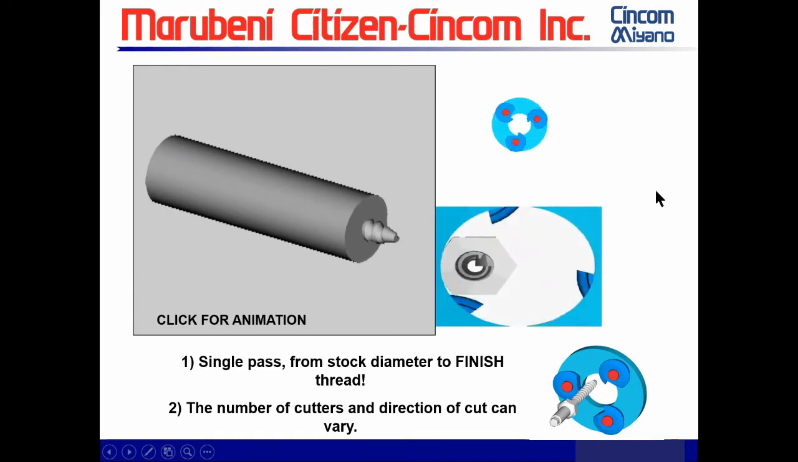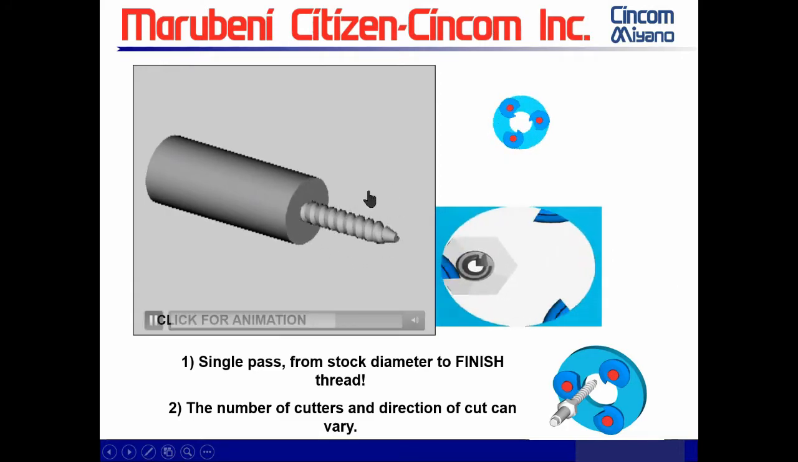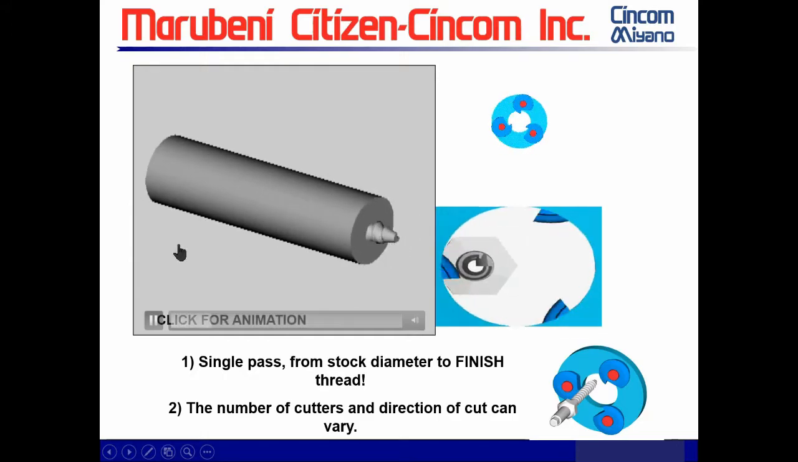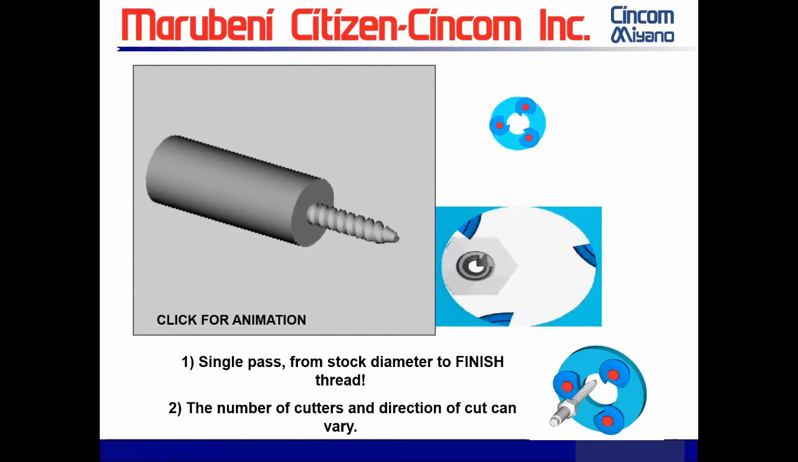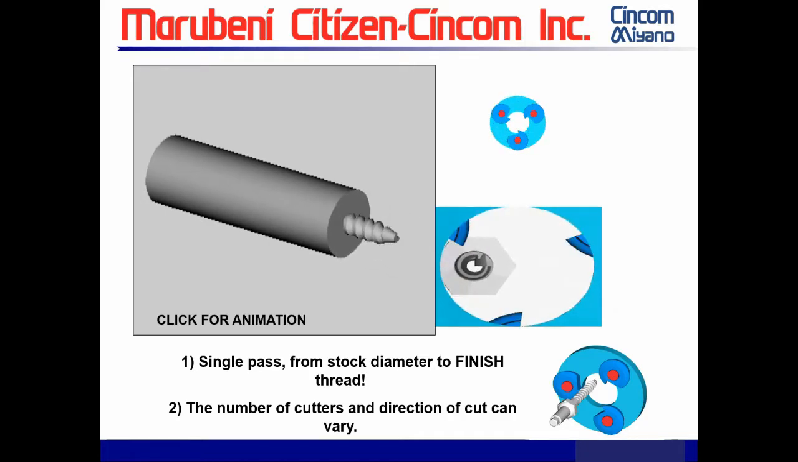A couple animations here showing a single pass from the bar stock to the finished thread. So you see on the right, it's showing the bar stock, and as the thread whirler goes across, it's just removing all that material. Now we use high pressure coolant squirting into the head to flush the chips away so it doesn't get in between the cutter, the next cutter, and the part itself. We want to make sure we get those chips out of there.